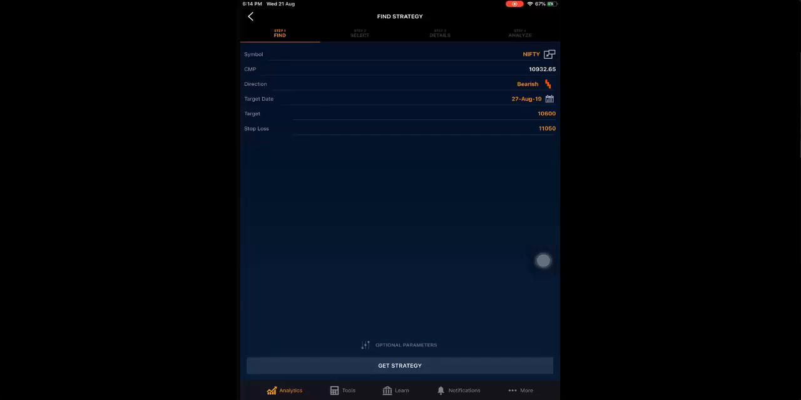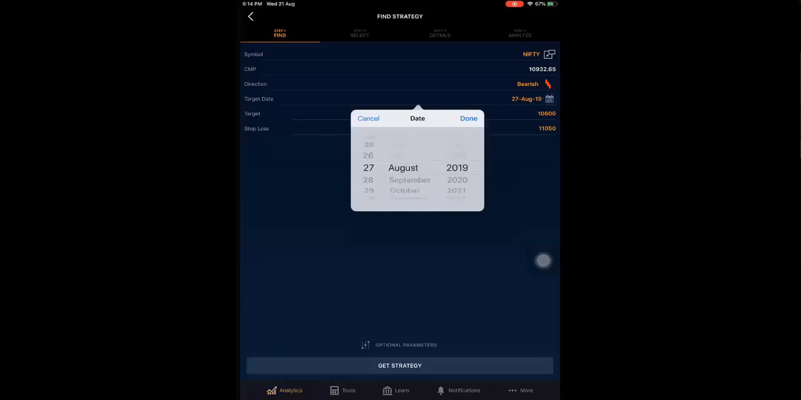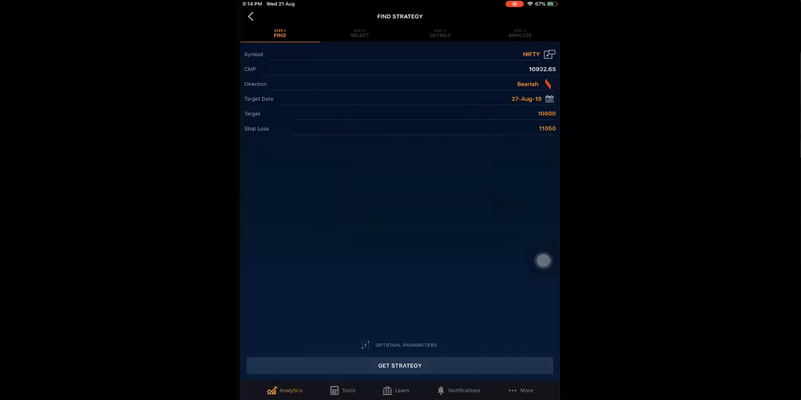So let's move on. Say for instance, Nifty. Currently the CMP is 10,932. It will auto-populate. I'm bearish on it, and I expect that by 27th of August, the Nifty can come down to 10,600. And I want to keep my stop loss at 11,050. So these are the inputs.